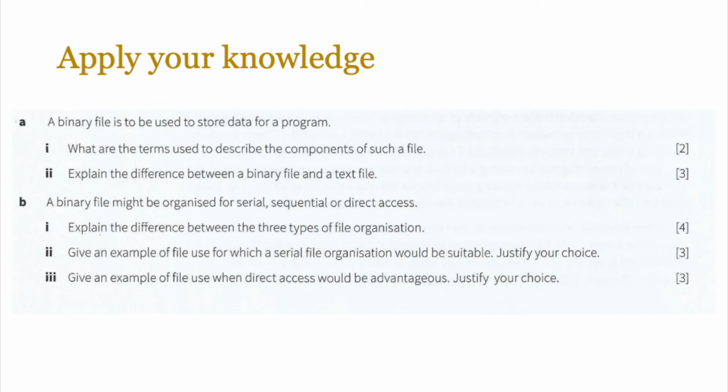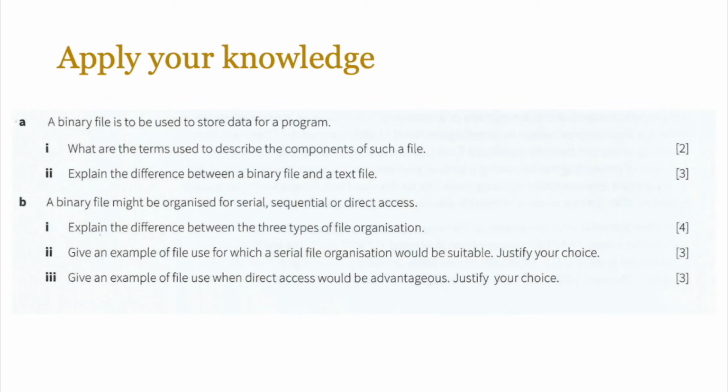Explain the difference between the three types. Serial is in order of arrival, whereas sequential works on a unique identifier and is sorted. Random is again stored in order of arrival, but it also does have a unique identifier where you can apply a hashing algorithm to find records quickly. Now, give an example of a file for which a serial file organization would be suitable: temporary files, and you can give any sensible example.